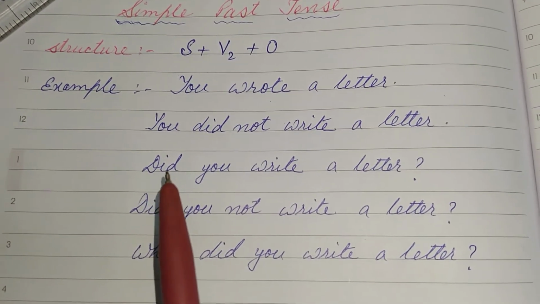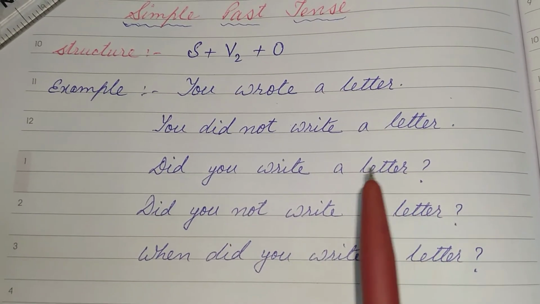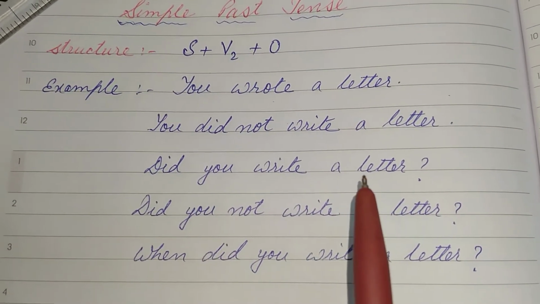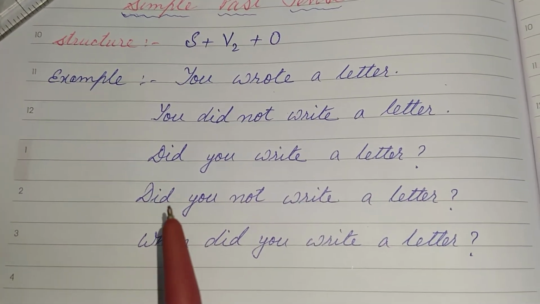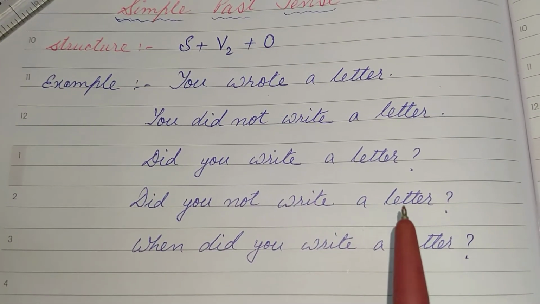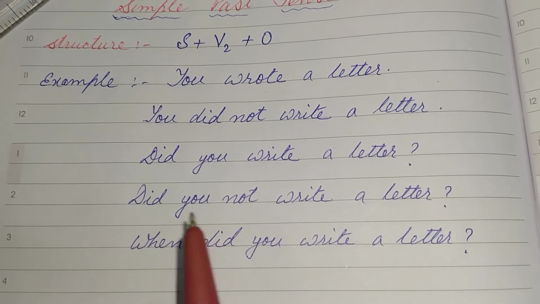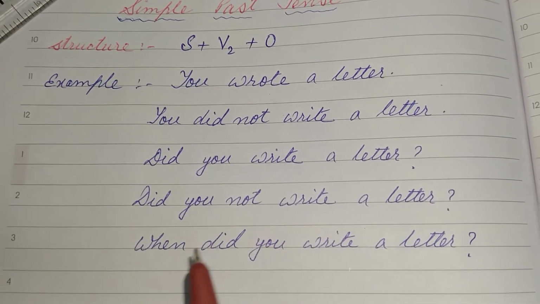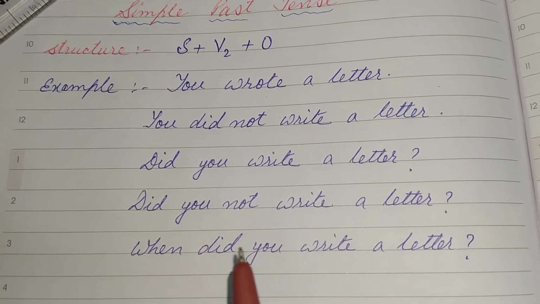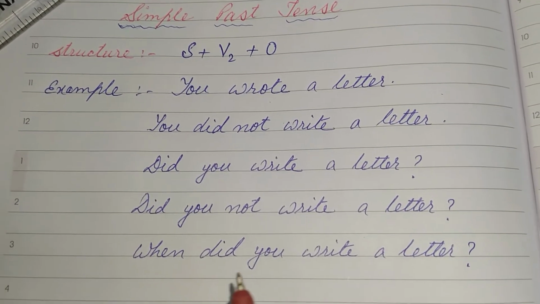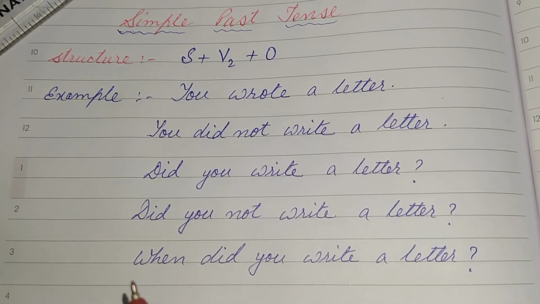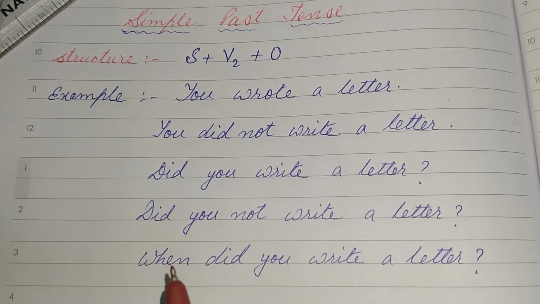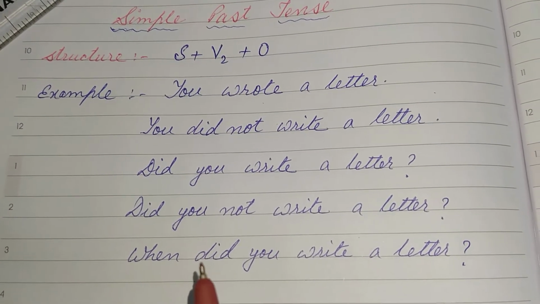Next, did you write a letter? It is interrogative form. Next, did you not write a letter? This is interrogative in negative form. Next, when did you write a letter? That means this is the sentence with question words.